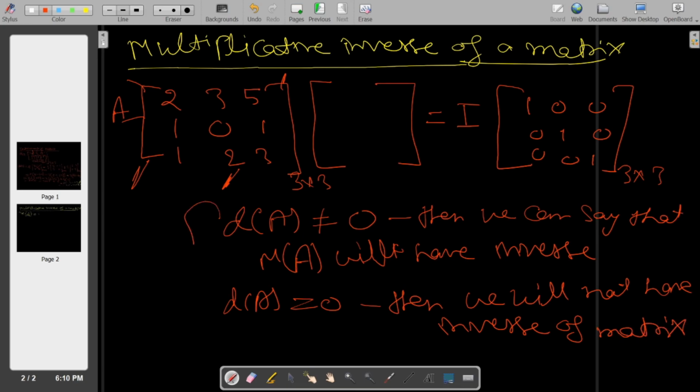So these are the two conditions we have to check. Find the determinant, whose method I have already explained, and then see whether the determinant value is not equal to 0. Then definitely we will have an inverse of the matrix, which when multiplied with A will give you the identity matrix. If the determinant comes to 0, then we will not have an inverse of the matrix. Let's go to the addition of a matrix.